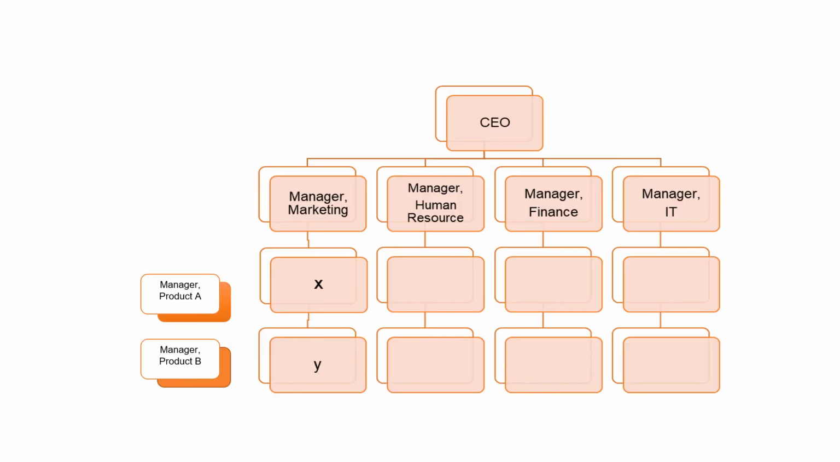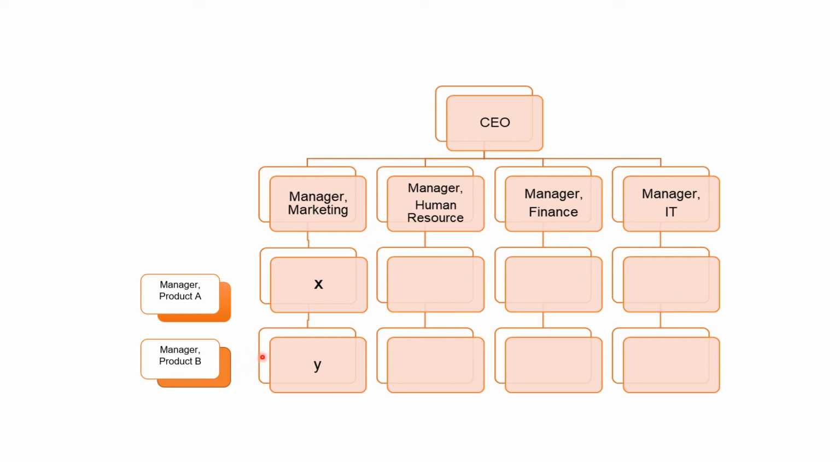Let's see. Here, for example, we have marketing, human resource, finance, and IT. These are examples of departmentalization based on functional structure. While here we have product A and product B. So this is an example of the product structure. Here you combine functional and also product. Instead of using one, you decided to use both at the same time.